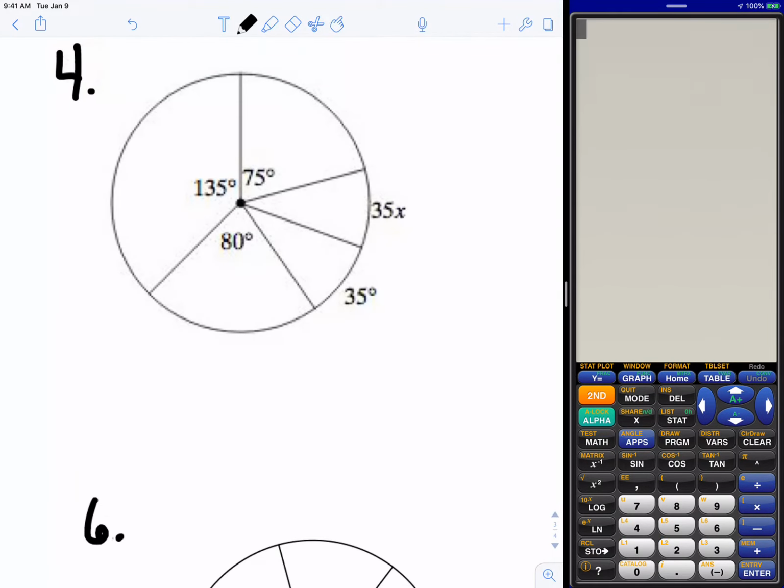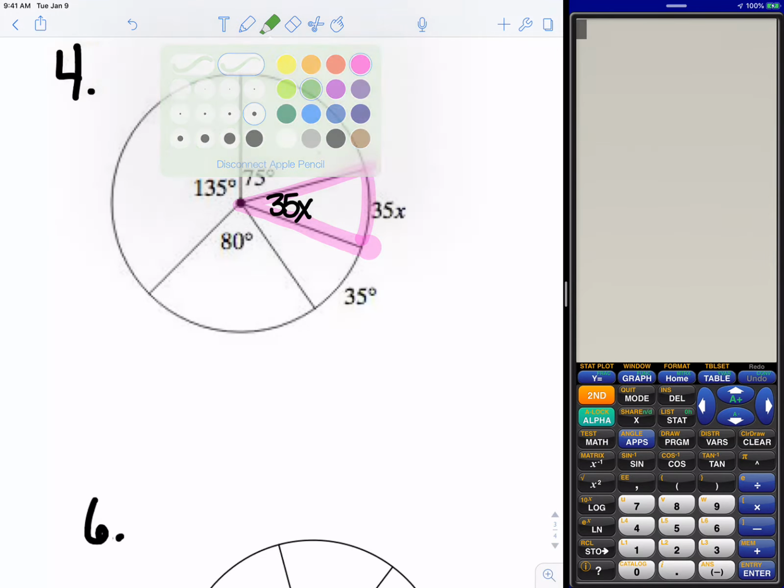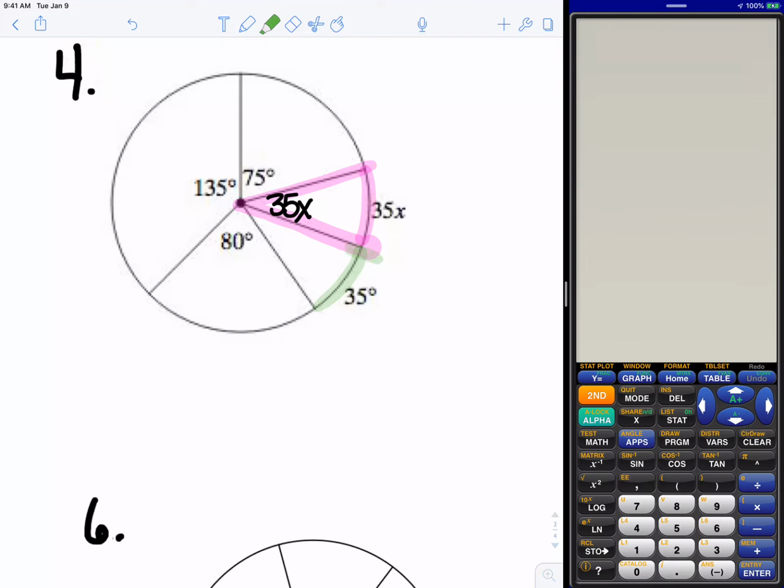All right, let's look at number 4. This time I have a mix of arcs and angles. And a lot of times it's helpful to either make them all arcs or make them all angles. I mostly have angles, so I'm just going to make them all angles. So for this arc that is 35x, here's the angle that intercepts that arc. So this angle is also 35x. And then I have this angle that is 35 degrees arc. Well, this angle right here is intercepting that arc, so we can say that angle is also 35 degrees.